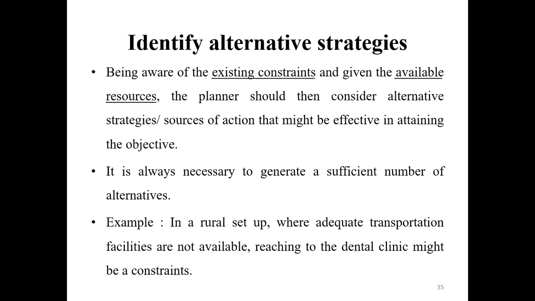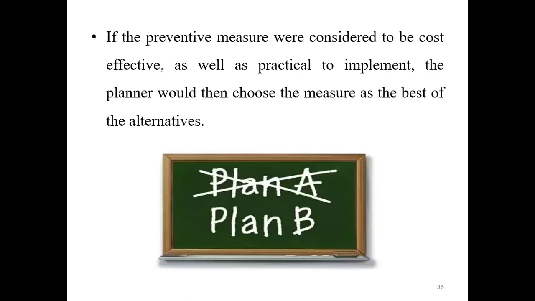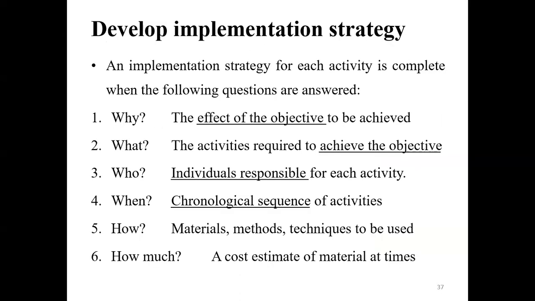Being aware of the constraints and the given resources, the planner should consider alternative strategies which might be effective in attaining the objectives. It is always necessary to generate a sufficient number of alternatives. If the preventive measure was considered to be cost effective as well as practical to implement, the planner would choose the measure as the best alternative.